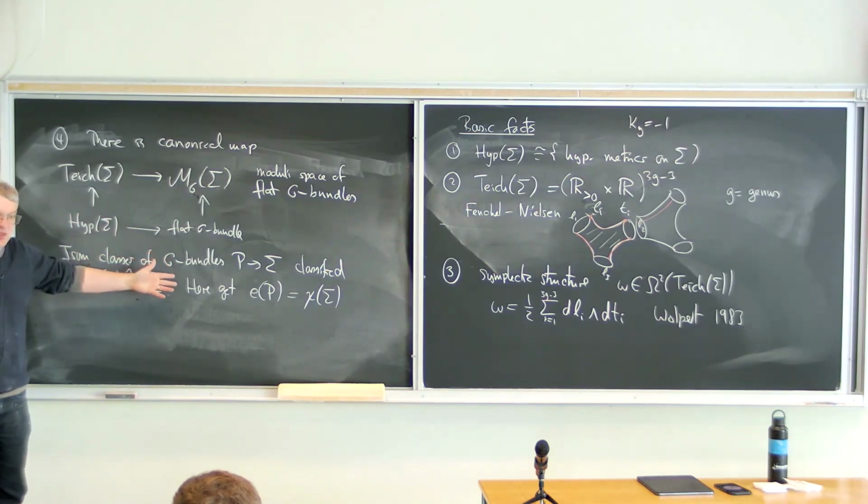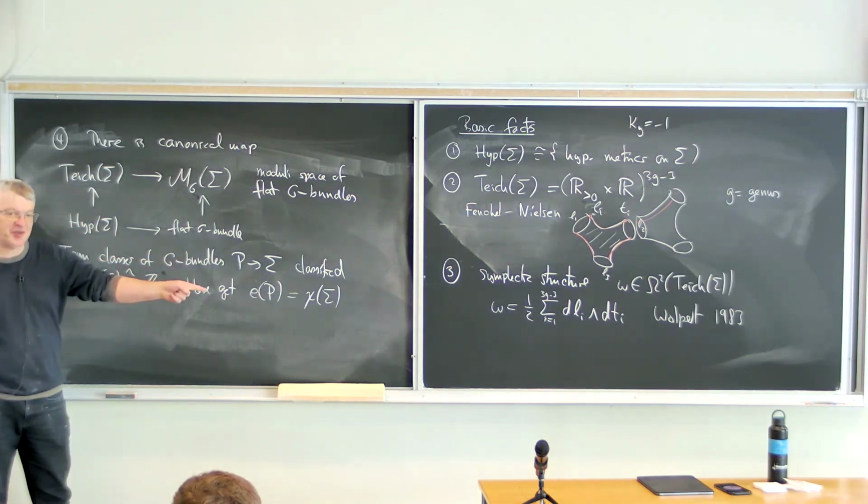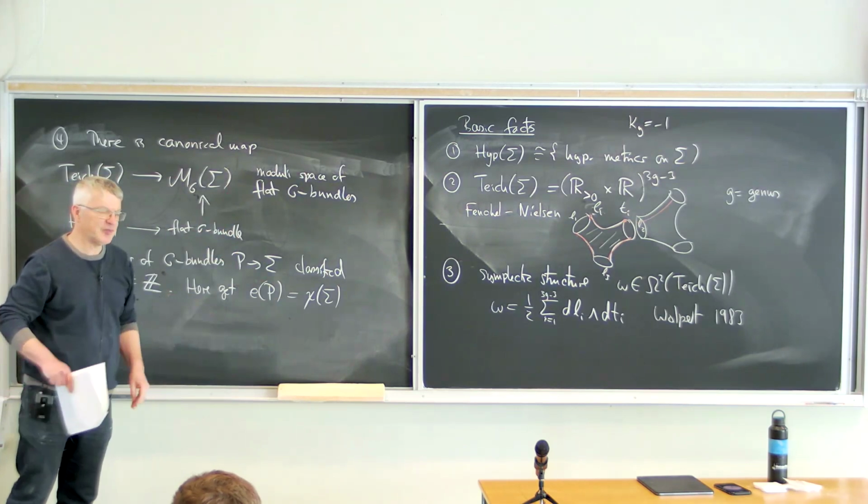There's this famous Milnor-Wood inequality, which says a principal G bundle for this group PSL2R admits a flat connection if and only if that integer is between plus or minus the Euler characteristic. And so the extreme one, that's exactly the one for Teichmueller space.